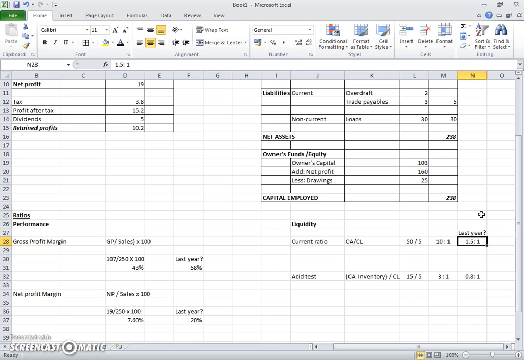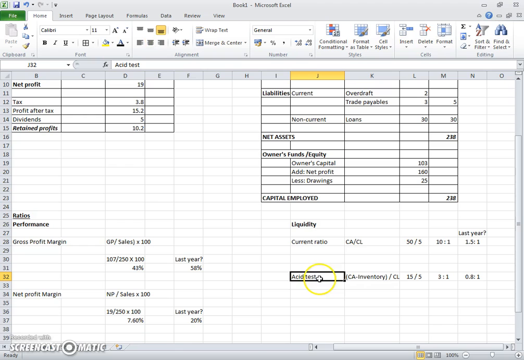If it's over like 1 pound, this is healthy. Last year it was 1.5 to 1, which just means he has £1.50 of short-term assets for every pound of short-term debt, which is healthy. If it's 2 to 1, so £2 of short-term assets for every pound of short-term debt, that's even better again. Once you get beyond that, you need to think about whether you're really using your cash that effectively.